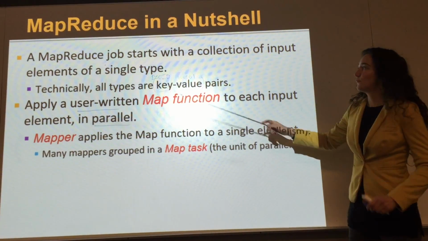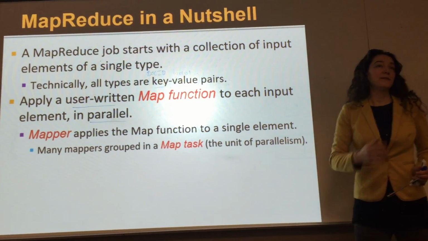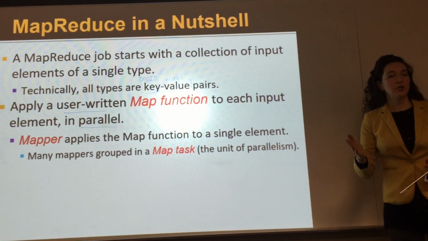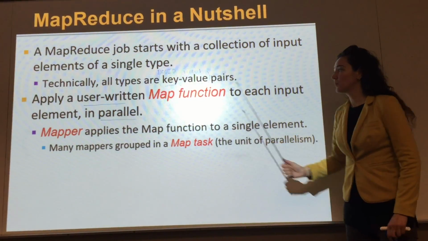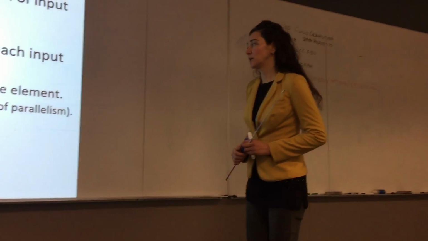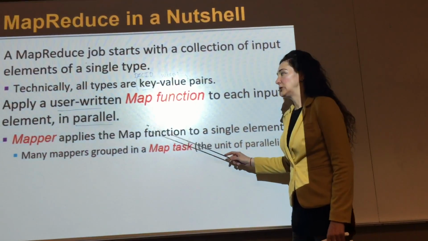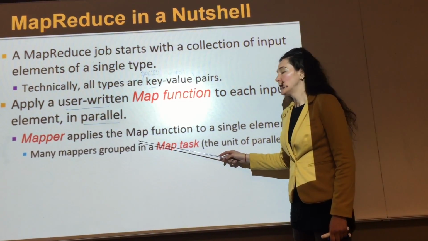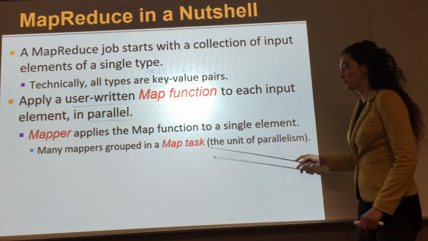Which means if we give it like 25 documents, it will take all the documents at once, and it might send parts of them into each computer to process at the same time. So in parallel. So the mapper will apply the map function to a single element. There could be a mapper on each of the nodes, and if they're doing something similar, they could be grouped into a map task.